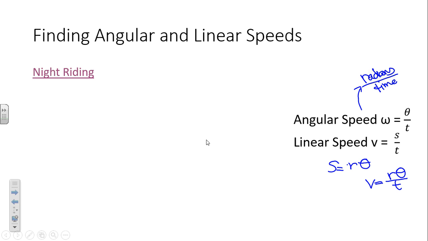Okay. So, what do we know? We know he has a bike that has a 12.5-inch radius for its tire. We know that he can travel seven rotations or revolutions per 5 seconds.